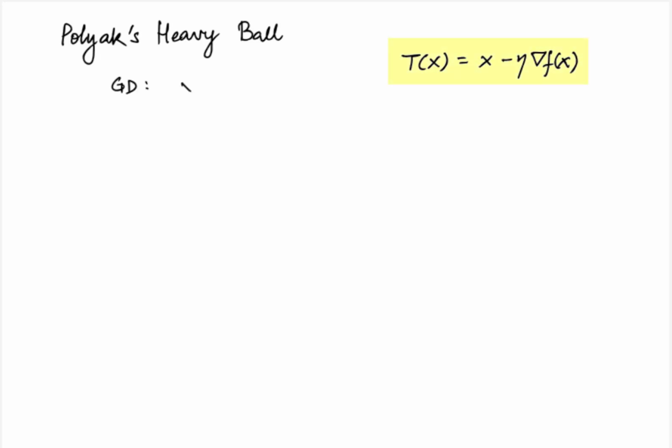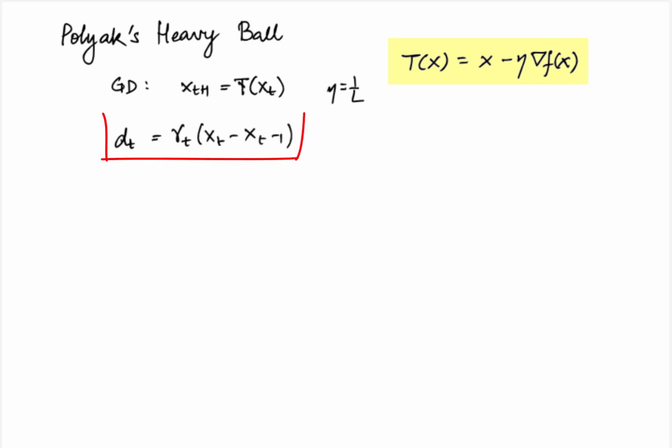Before discussing the accelerated gradient descent, let us take a look at some history and in particular Polyak's heavy ball method. First, let us define the mapping T of x equal to x minus eta times gradient f of x. So the classical gradient descent uses the iterations xt plus 1 equal to T of xt with eta equal to 1 over L. The momentum idea was first proposed by Polyak and the goal was to avoid the zigzag behavior. The momentum is denoted by dt equal to gamma t times xt minus xt minus 1.